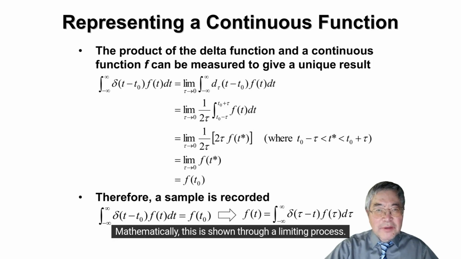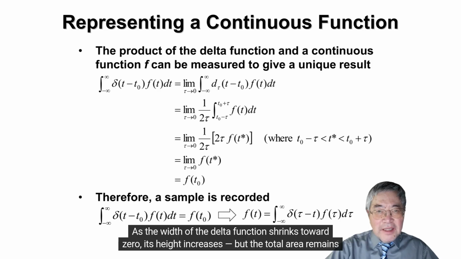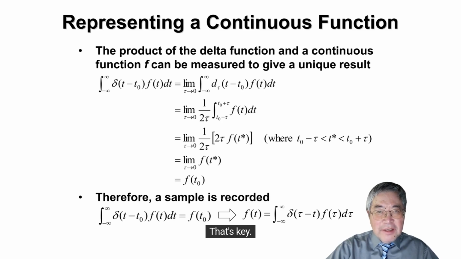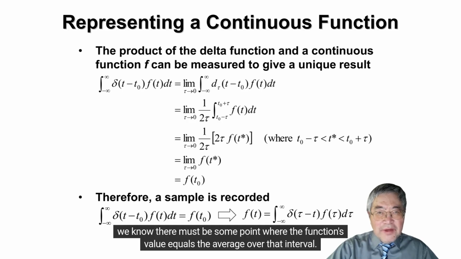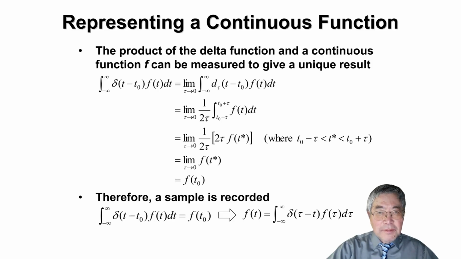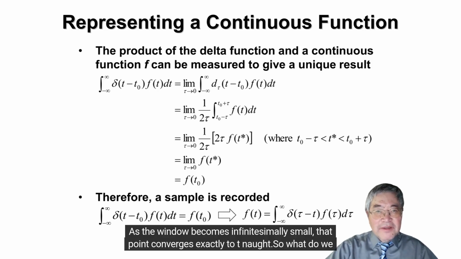Mathematically, this is shown through a limiting process. As the width of the delta function shrinks towards 0, its height increases, but the total area remains 1. That's key. Inside this narrow window around t naught, the function f is essentially flat, and using the mean value theorem, we know there must be some point where the function's value equals the average over that interval. As the window becomes infinitesimally small, that point converges exactly to t naught. So what do we get?